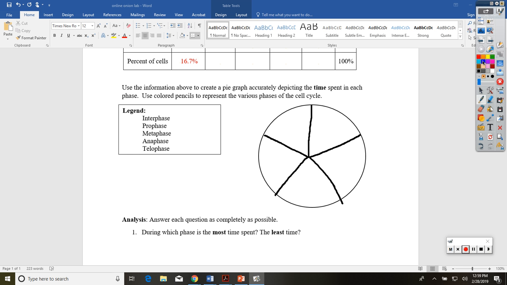So we're going to say, okay, maybe I'll color the interphase portion blue. So I'll color that portion in blue on my pie chart. And then maybe I'll color the prophase portion pink. So the section of this chart that represents prophase, and again, that's based on your percentages, will be pink. The metaphase portion, maybe I'm going to make it yellow. So I'll color the metaphase portion of the chart yellow. Again, these portions of the pie chart are based on the percentages that you calculated above.